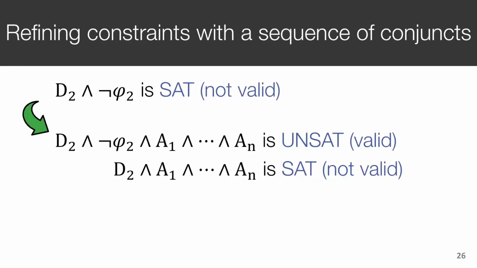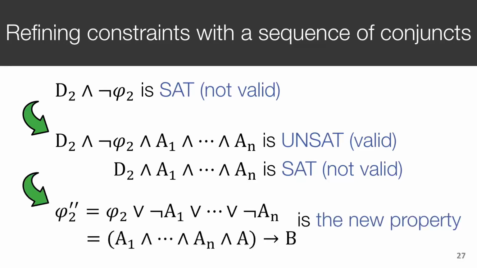So in summary, our problem of refining constraints is equivalent to finding a sequence of conjuncts such that D and not phi and the sequence of conjuncts is unsatisfiable. However, we also want D and the sequence of conjuncts is satisfiable because we do not want the negation of the sequence of conjuncts to be a property itself. And by adding the conjuncts to the property, the new property looks like this.